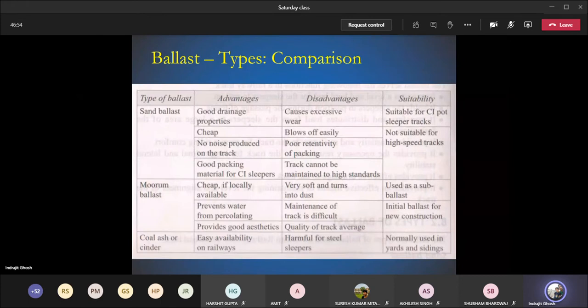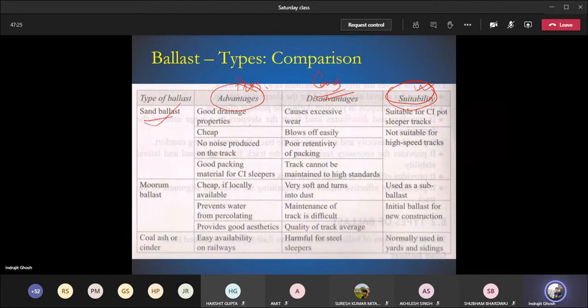Okay. So again, one comparative table taken from the Satish Chandra book. So sand ballast. There are three different columns: pros, advantages, cons, and suitability, where it is best or for which kind of track or what are the special circumstances this particular type of ballast will come to our mind.